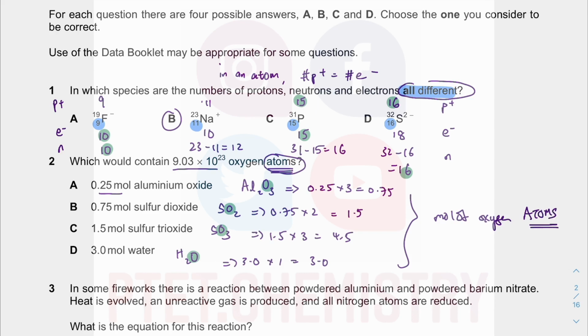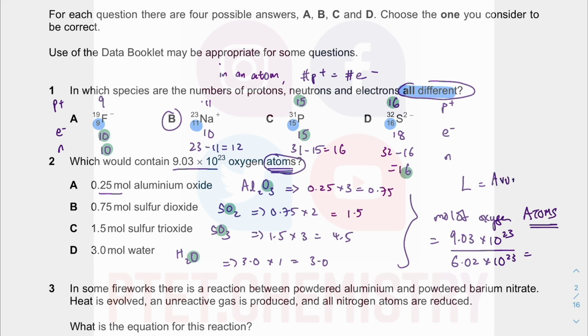All right. Now this is 9.03 times 10 to the 23 oxygen atoms. This is mole. This is mole. So what I can do is convert each of these into the number of oxygen atoms by multiplying by Avogadro constant. But instead, I'm going to convert this into mole. So the mole of oxygen atoms is equal to 9.03 times 10 to the 23 divided by the Avogadro constant given in your data booklet. Your data booklet shows the Avogadro constant as L.